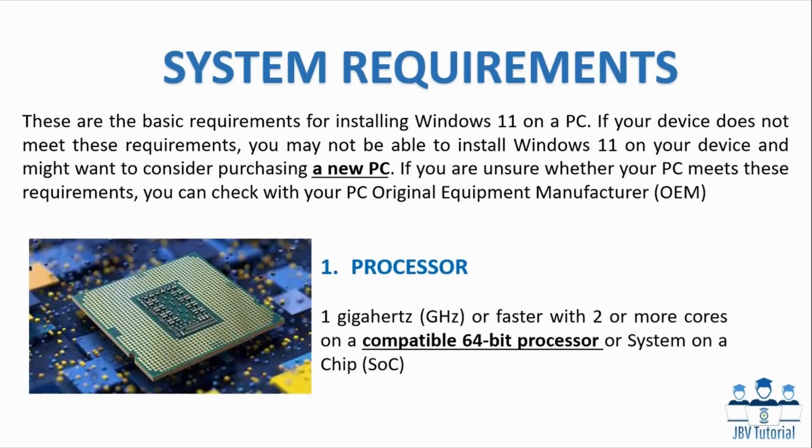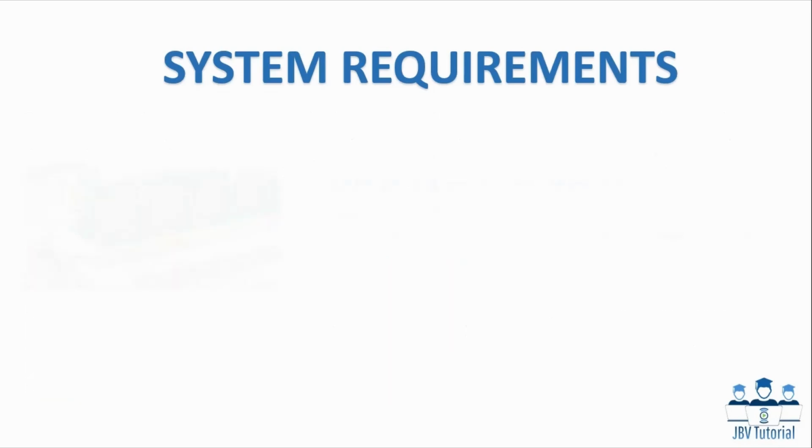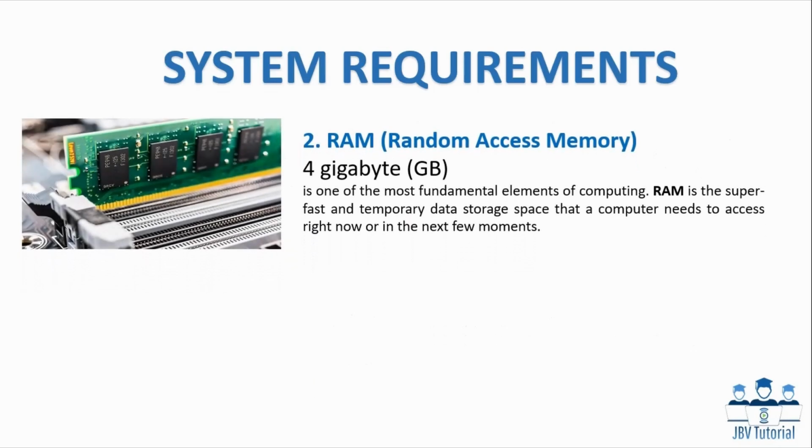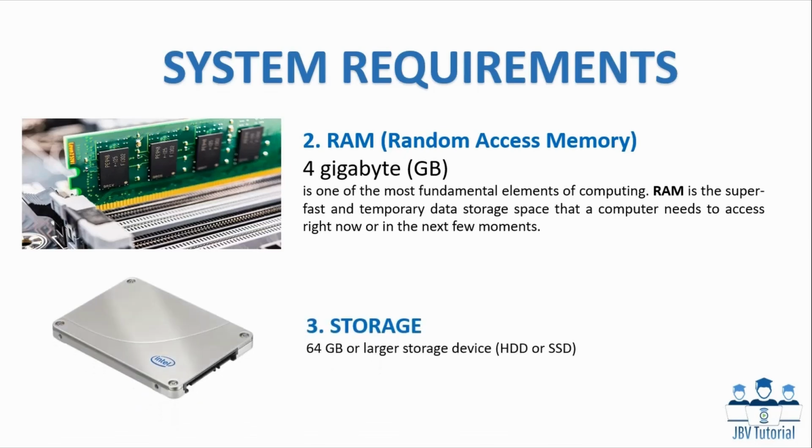1. Processor. 1 GHz or faster with 2 or more cores on a compatible 64-bit processor or system on a chip (SoC). 2. RAM, random access memory. 4 GB. RAM is one of the most fundamental elements of computing. It is the superfast and temporary data storage space that a computer needs to access right now or in the next few moments. 3. Storage.